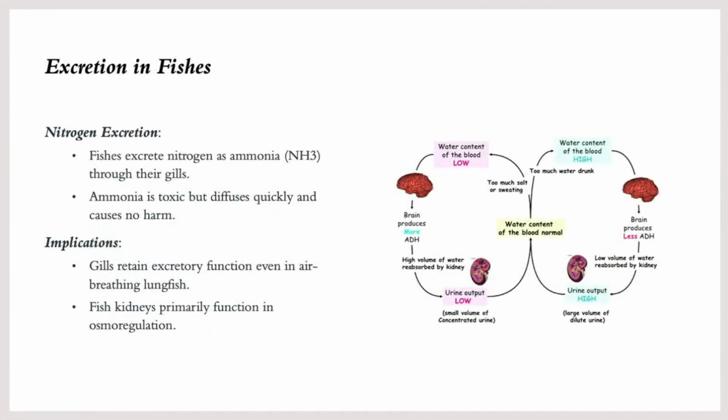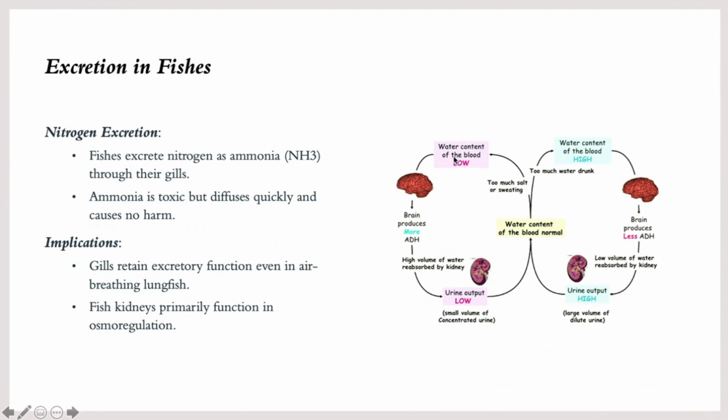Okay, so excretion in fishes. Fishes excrete the nitrogen as ammonia through their gills. The ammonia, of course, as we said, is toxic, but it diffuses quickly through their gills and causes them no harm. These gills retain the excretory function even as they become air-breathing lungfish. They're still able to excrete this nitrogen. And the function of the kidneys in the fishes primarily is for osmoregulation.